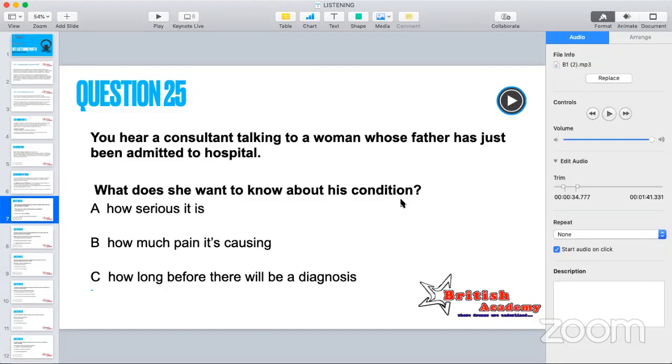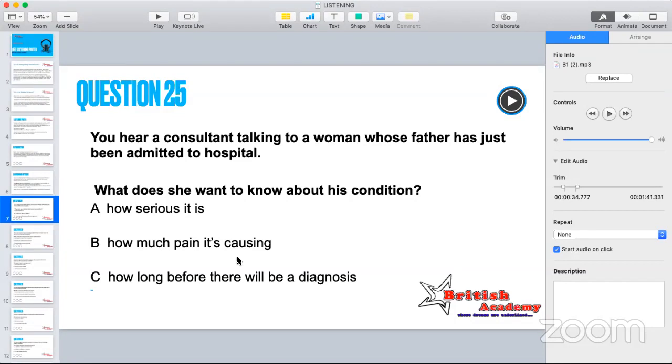So then the relative said, okay, fine. So this will take some time to reach the bottom of the problem. Then the consultant said, it is completely stable. The patient is currently stable. Then there was only one question this lady asked, is there any discomfort, which was about the pain. So the right option is B, how much pain it is causing.